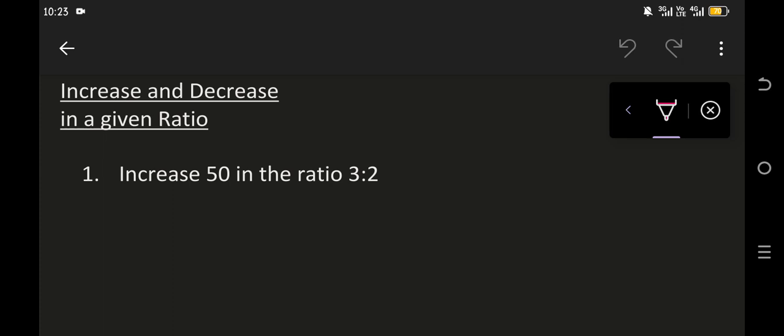The first example is asking us to increase 50 in the ratio 3 to 2. Now, remember that when you are increasing a number, your final result should be larger than what you have been given in the question. So, for example, here we are being told to increase 50. Remember, if your answer is anything less than 50, then that is not correct, and you need to go and find out what you might have done wrong in your calculations. So when you're increasing a number, make sure that your result is larger than what you have been given in the question.